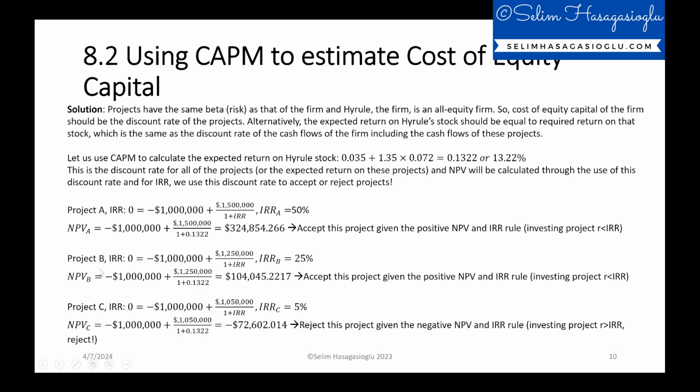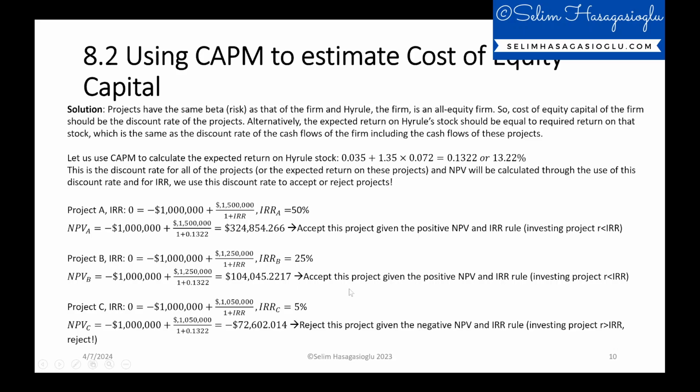So for project B, we should follow the same drill. 0 should be equal to the initial investment plus next year's cash flows discounted for a single year by the IRR, because remember, IRR is the discount rate that will render these cash flows 0. So IRR will be equal to 25%, and net present value for project B will be the initial investment, cash outflows, plus the next year's cash flows discounted at the cost of equity capital for a single year. So again, this is a positive value.